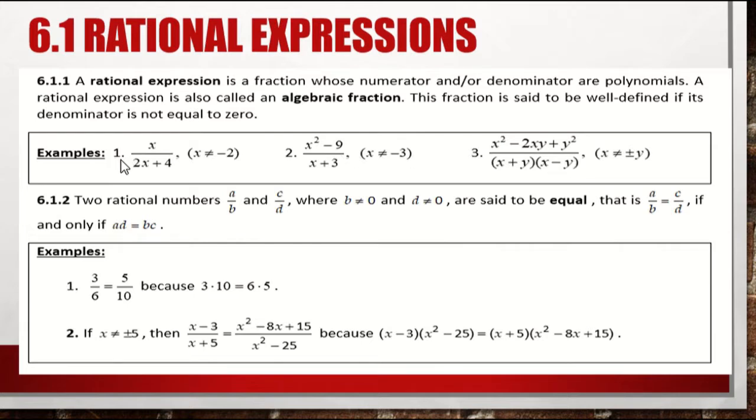Okay, example here, number 1, x over 2x plus 4. Dapat si x dili equal to negative 2. Kaya kung negative 2 si x, 2 times negative 2, that is negative 4. Negative 4 plus 4, ang denominator mahimong 0. So, dapat dili negative 2 si x para well-defined ang fraction.